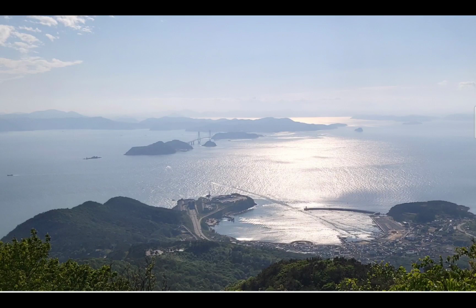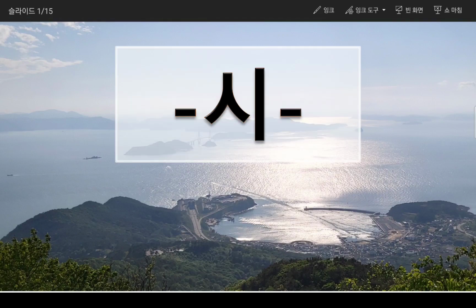Okay, so across Dadepo Beach there is a mountain. When we go on top of the mountain, we can see this beautiful scenery. Anyway, it's still in Busan. Today we are going to study about 시.